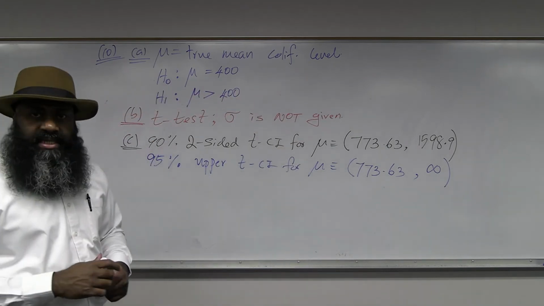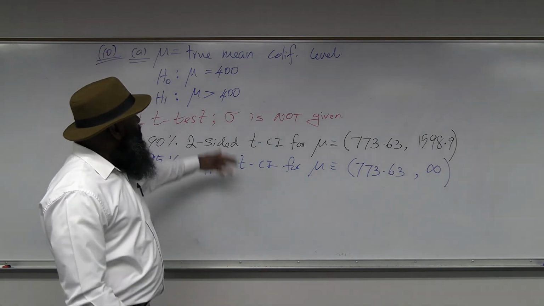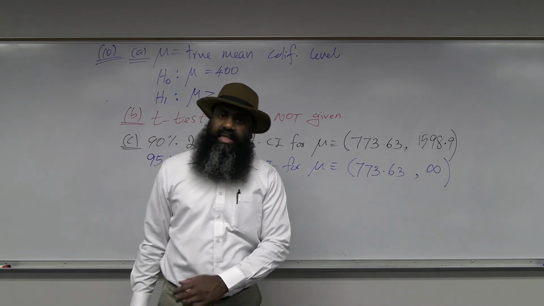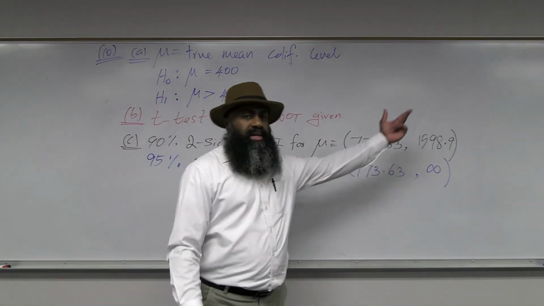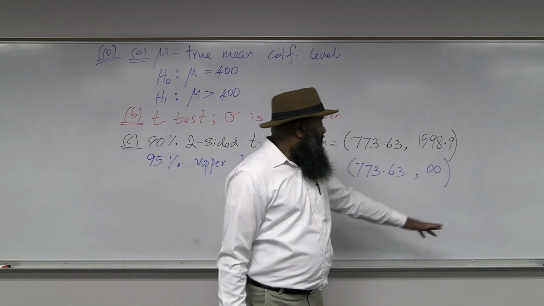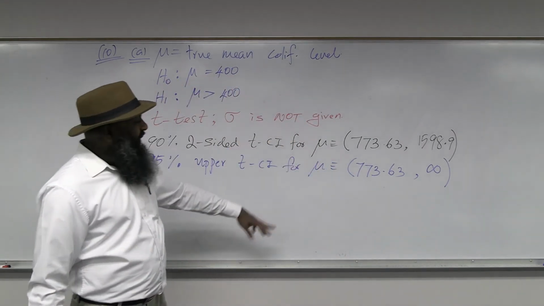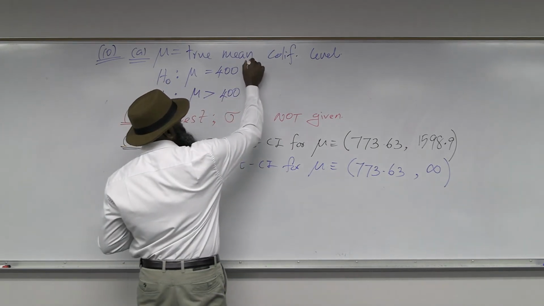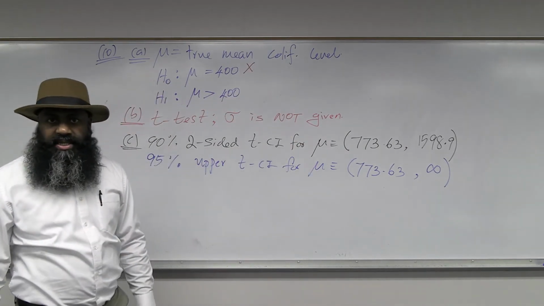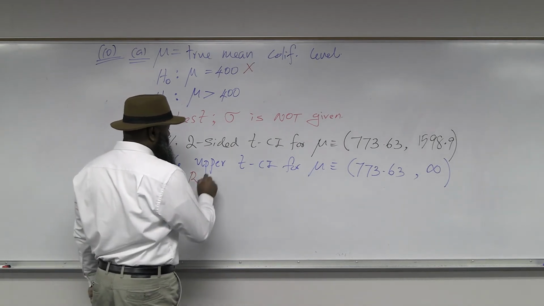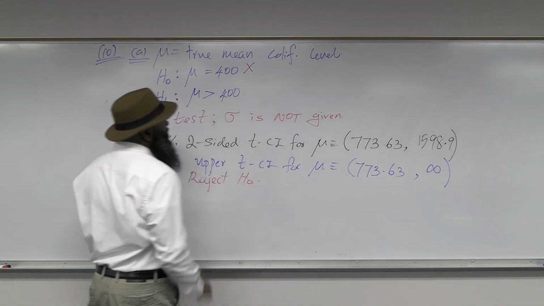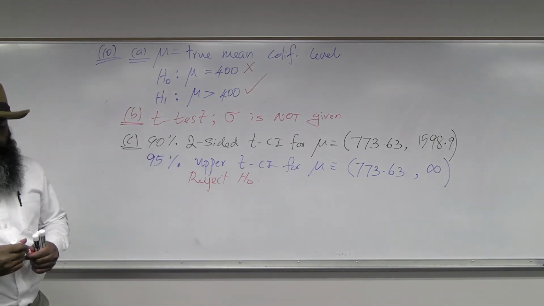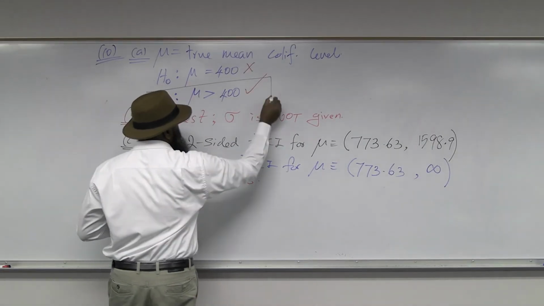To test the hypothesis, I have to see if the mu zero value, which is 400 for this case, is inside of this confidence interval. The lower limit is 700 something, and 400 is clearly not inside of this confidence interval. Therefore, I must reject the null hypothesis. Rejecting the null hypothesis means our data support the alternative hypothesis.